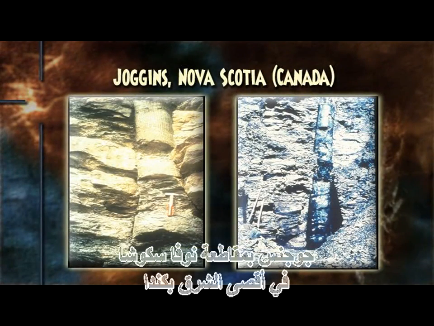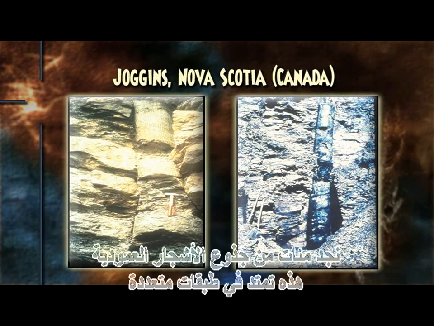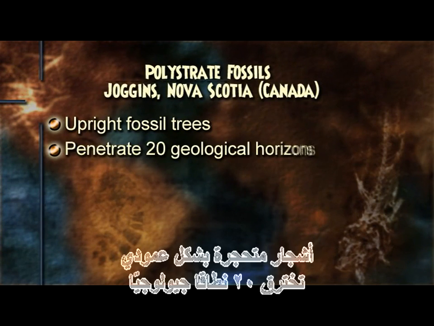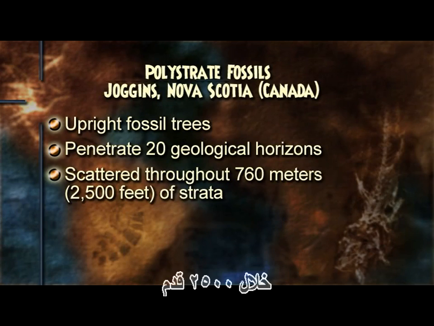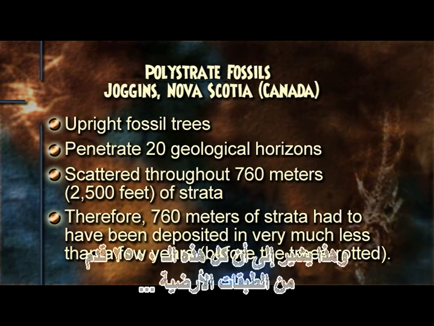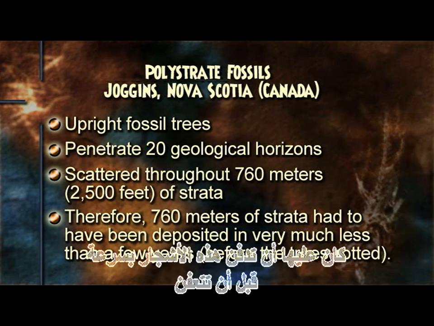At Joggins, Nova Scotia, on the far eastern side of Canada, we find hundreds of these vertical tree stumps poking up through many layers. Let me give you the details. These upright fossil trees penetrate 20 geological horizons through 2,500 feet. And that implies that all these 2,500 feet of strata had to bury these trees rapidly before they could rot.